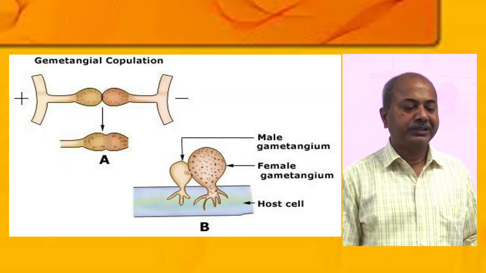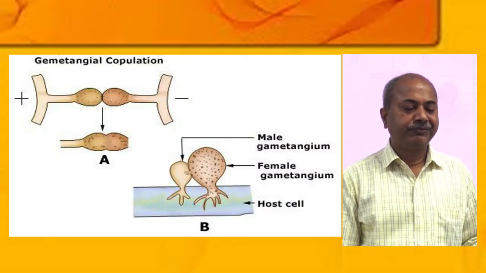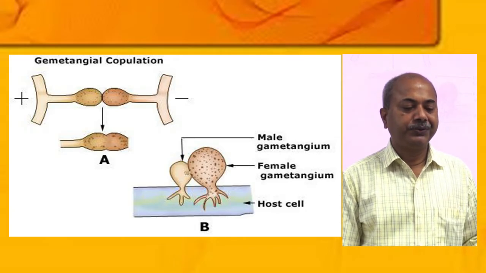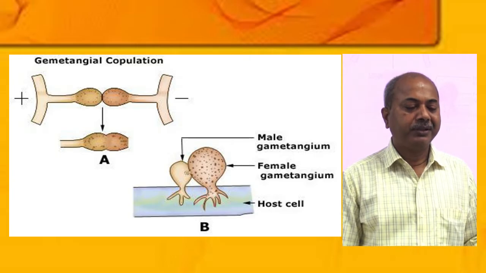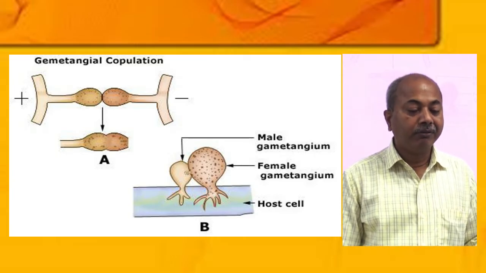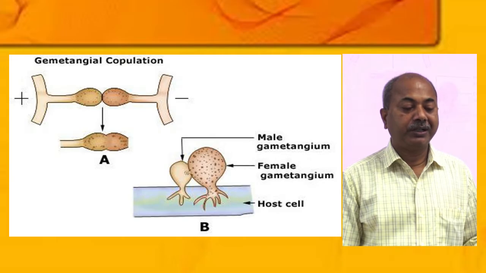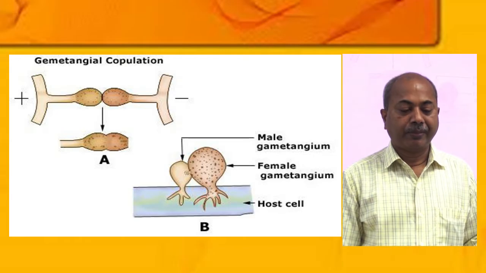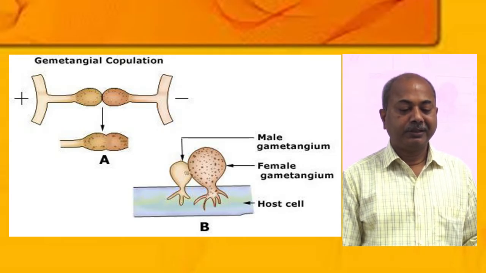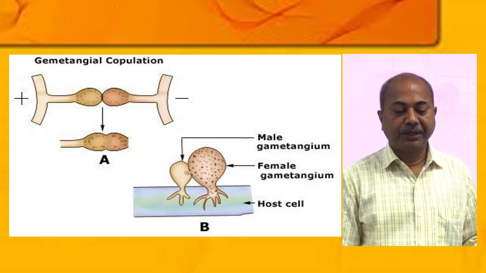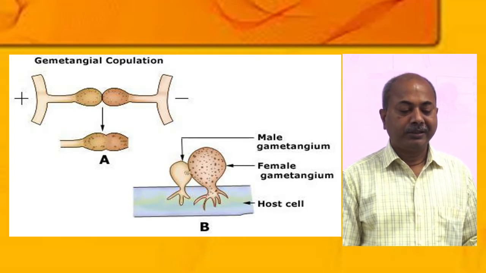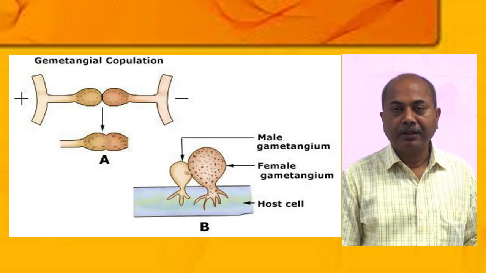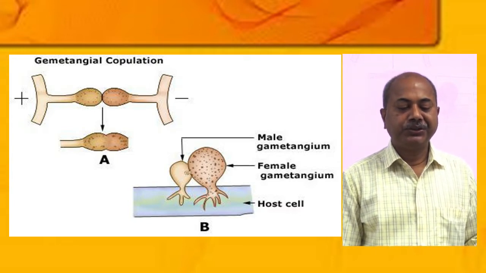So in the example you can see in the case of the first, that is gametangial copulation, the two hyphae come in contact and their wall material at the point of contact gets dissolved and there is mixing of the protoplasm. And in the second method, the two gametangia come in contact and a pore is developed and the entire content of the male gametangium passes into the female gametangium.